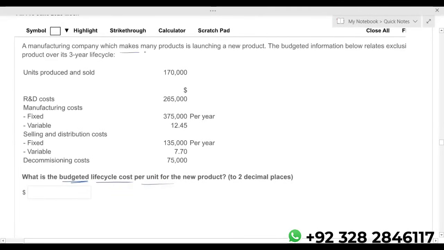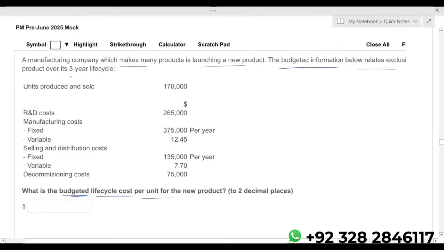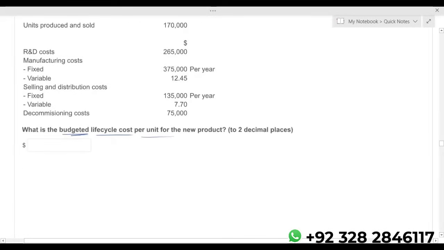A manufacturing company which makes many products is launching a new product. The budgeted information below relates to the product over its 3-year life cycle. Okay, life cycle is 3 years. R&D cost is 265,000. I'm ignoring 3 zeros. Manufacturing cost is 265,000. It's not per year, it is one time. Manufacturing fixed cost is 375,000 per year. So the life is 3 years. That's why I multiply by 3.